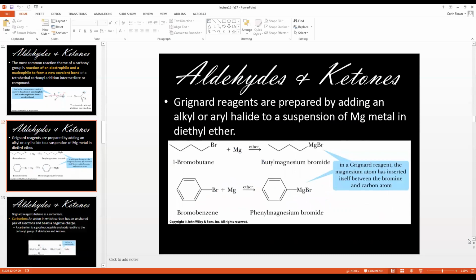So Grignard reagents are prepared by adding an alkyl or aryl halide to a suspension of magnesium metal and diethyl ether. And what's really interesting about this is that once I form this Grignard reagent, it's actually the insertion of the magnesium between the carbon-halogen bond.